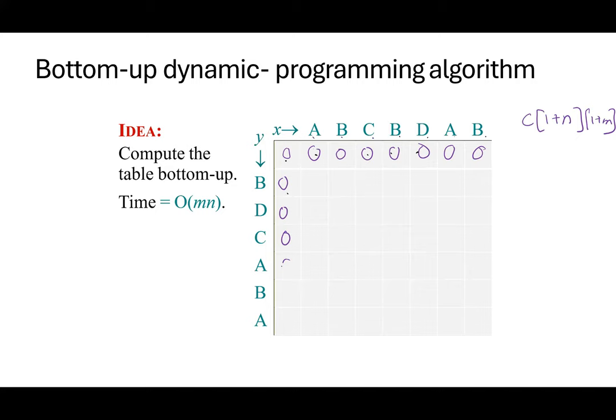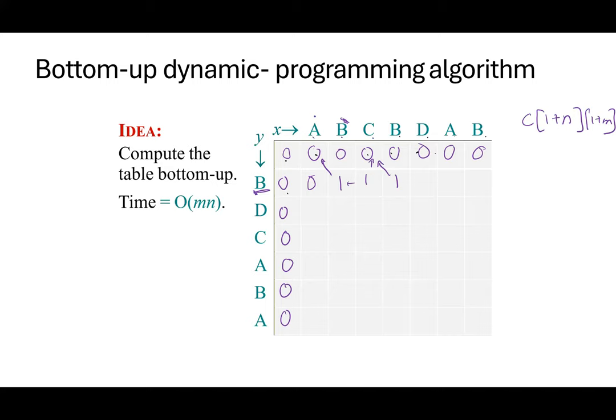You see A and B, they don't match, right? So we go left and top and take the max of them, so the max of them is 0. Then B and B, they match. So we go diagonally and add 1. Then C and B don't match. So we go left, we get top and take the max, which is 1. B and B match again. So we go diagonally and add 1.